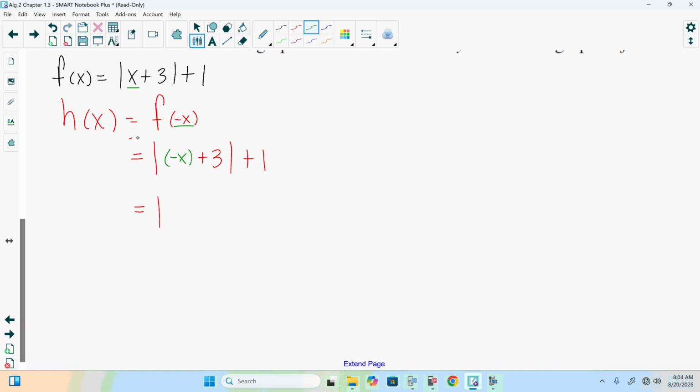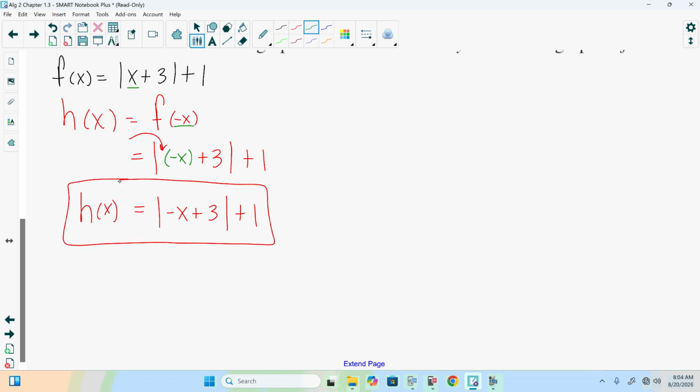Is there anything in front of this x? Anything being multiplied by that negative x? Well, no, it's just negative x plus 3 plus 1. No like terms to combine. Simplified as it gets. That is a reflection in the y-axis.